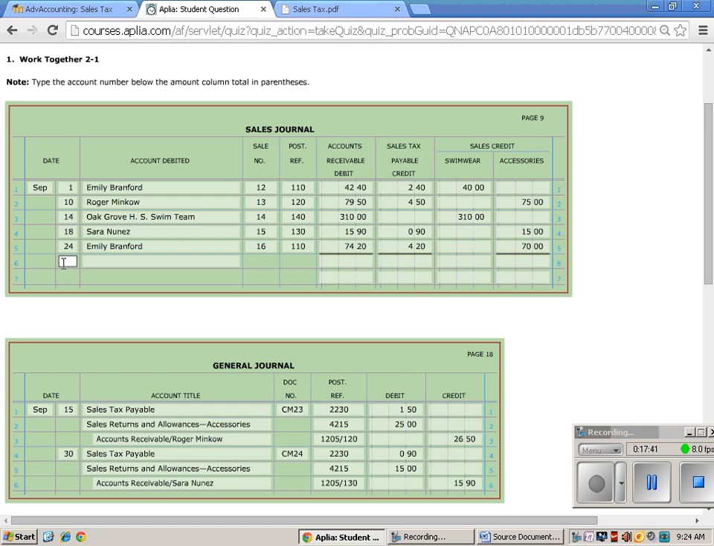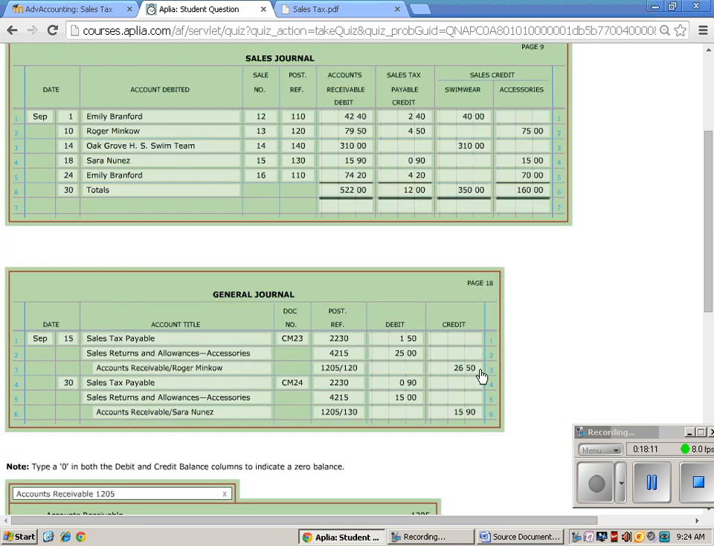All right, last thing, we're going to total. September has 30 days, totals. And we're just adding down here. So our accounts receivable debit for September was $522. Our sales tax payable was $12. Our sales credit for our swimwear was $350. And for our accessories, $160.